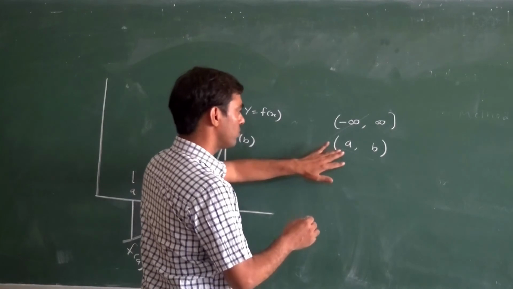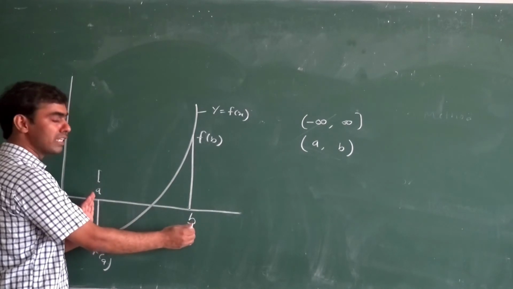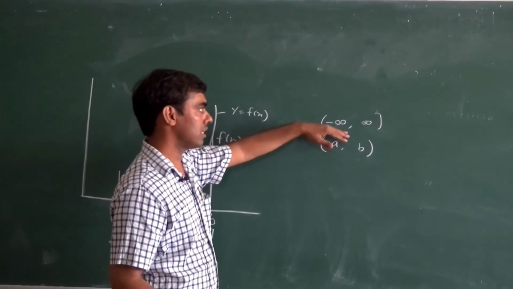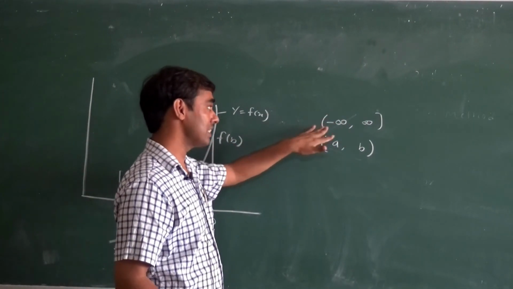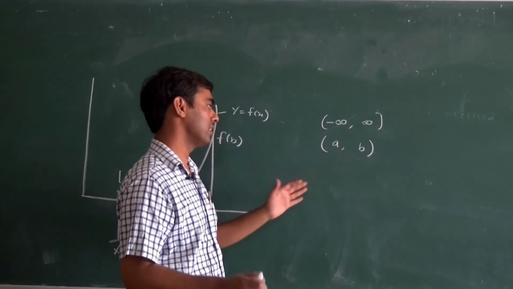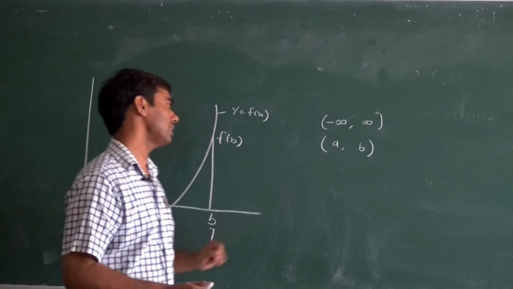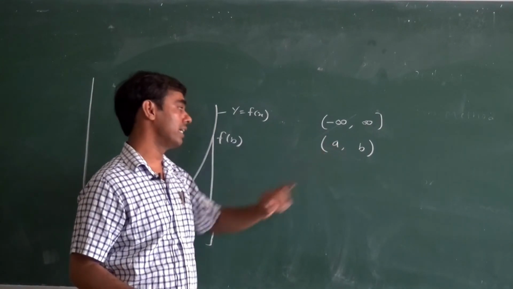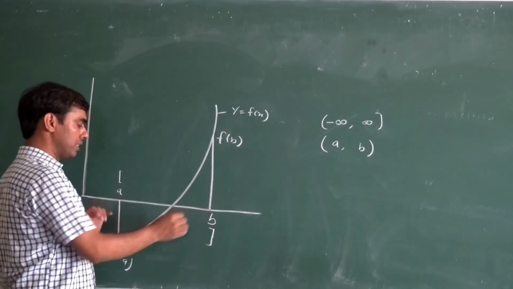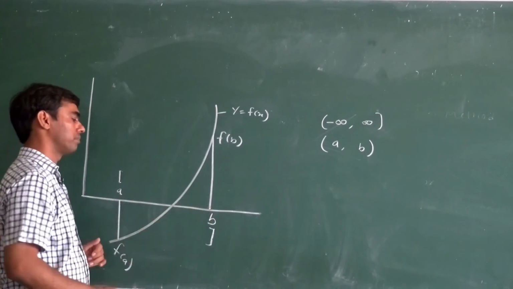So why is this called a bracketing method? Because here we confine our search within a bracket, within A and B. What is our search region? Minus infinity to infinity. Now our search region is reduced from minus infinity to infinity to A to B. Now our search area has become A to B.